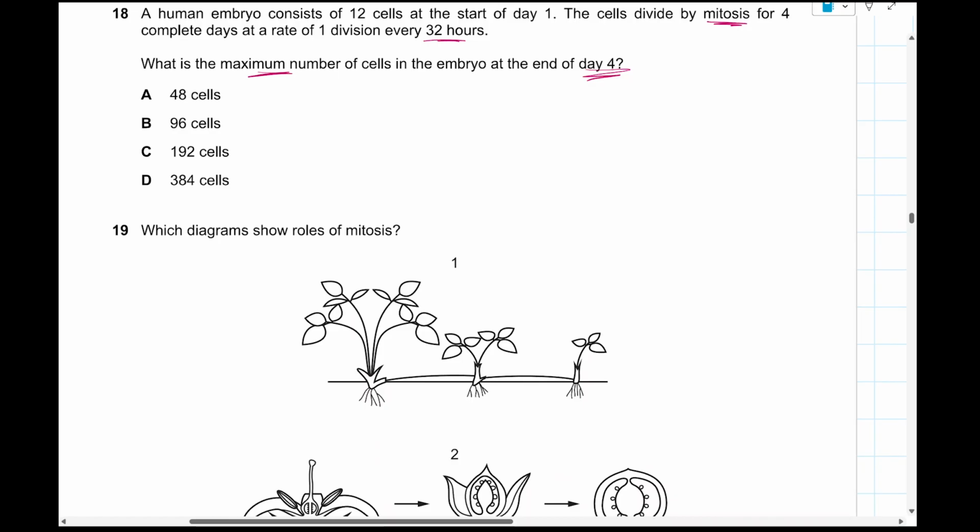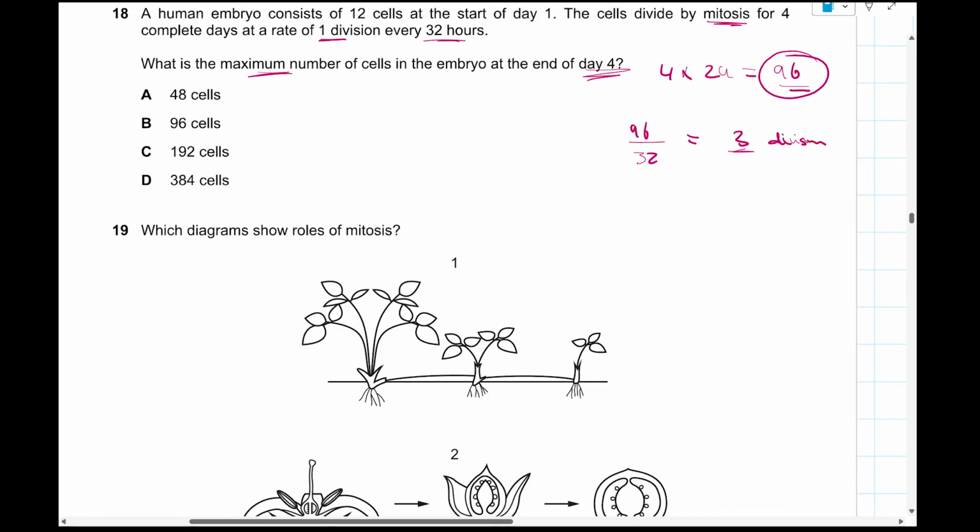So a day has 24 hours. So what we're going to do is multiply 4, because it's 4 days, by 24. This is going to give us 96 hours. Now, because the rate is 1 division every 32 hours, we want to know how many divisions occur within this time. Therefore, 96 divided by 32, in this case, is going to be 3 divisions.